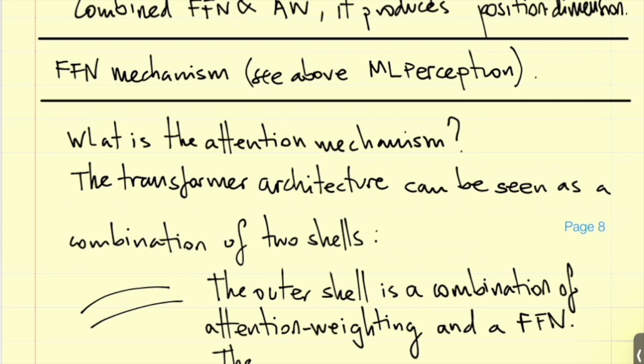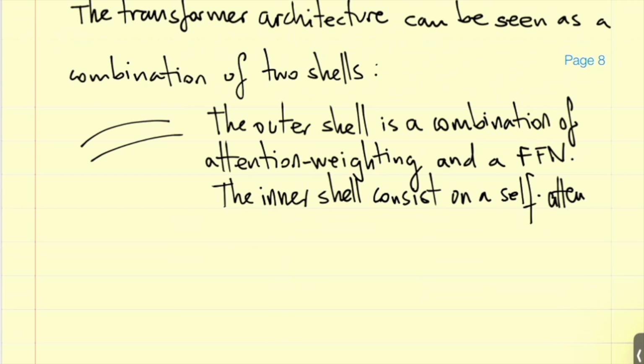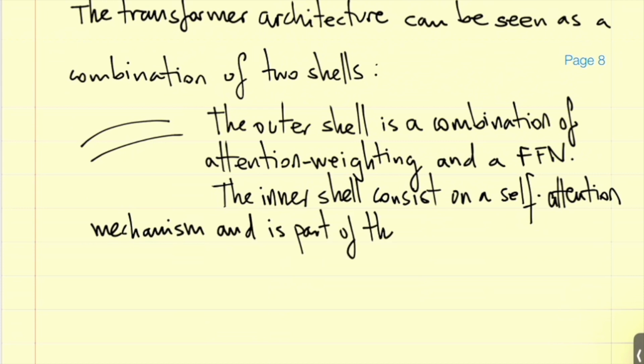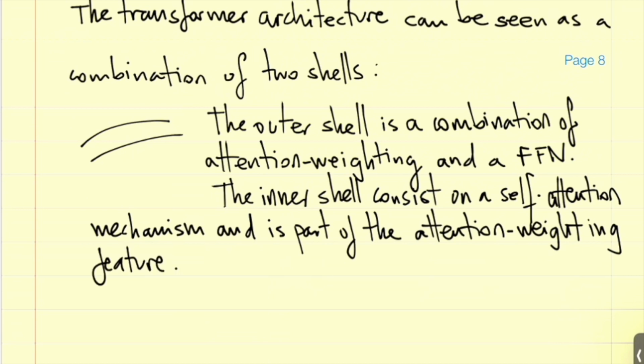The inner shell consists of a self-attention mechanism and is part of the attention weighting feature. Okay. So let's see how it works. Okay, example.